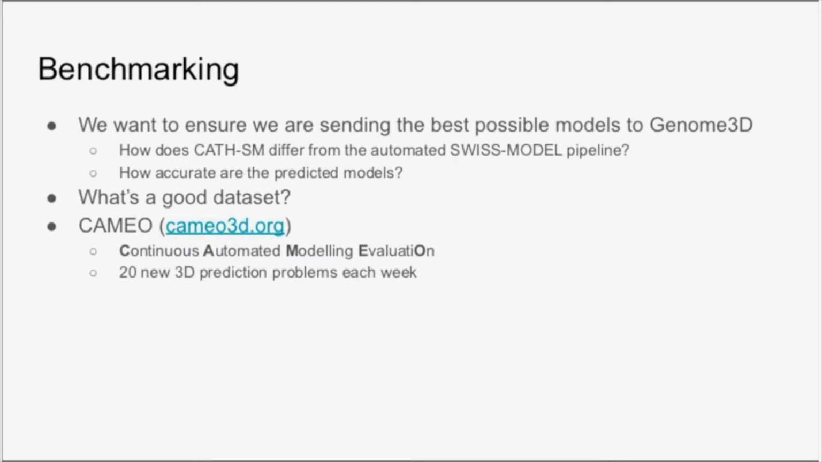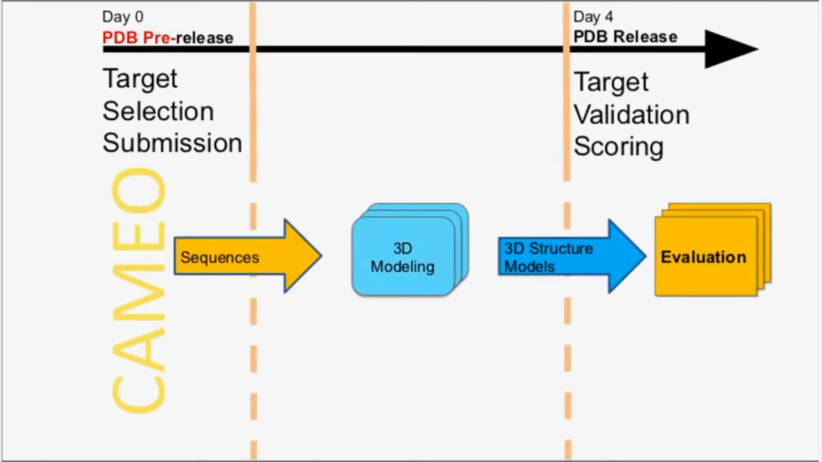More specifically, we want to compare how the new CATH Swiss models differ and how the implementation differs from the automated Swiss model pipeline that we know, and how accurate the predicted models are. So the question naturally that we're asking is what's a good data set for that? And we actually in-house also have the Cameo, the continuous automated modeling evaluation server, which is running weekly and sending 20 new 3D prediction challenges each week.